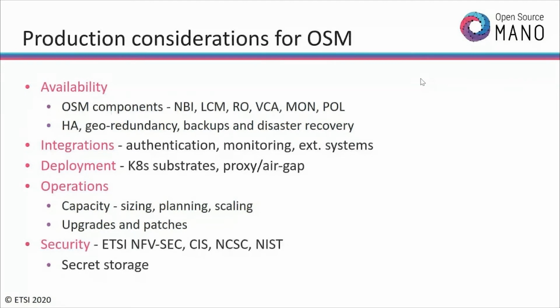This is kind of a breakdown of the topics that I want us to discuss. The first one is availability. We are going to dive into the various OSM components, as you know them, NBI, LCM, RO, VCA, MON, and POL, and discuss issues or considerations regarding their availability. Are they highly available? How can we do geo-redundancy? What's the best way to back them up? And how can we handle disaster recovery scenarios?